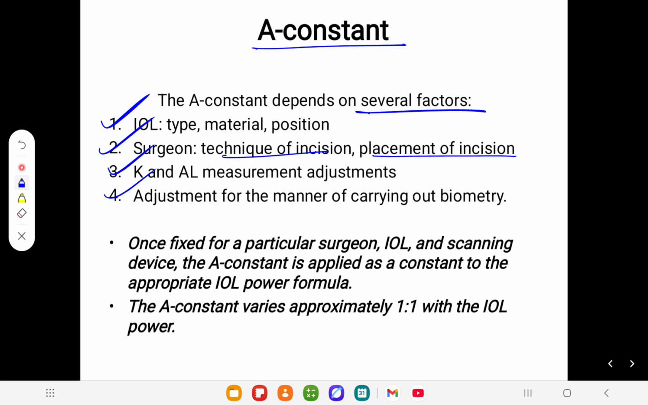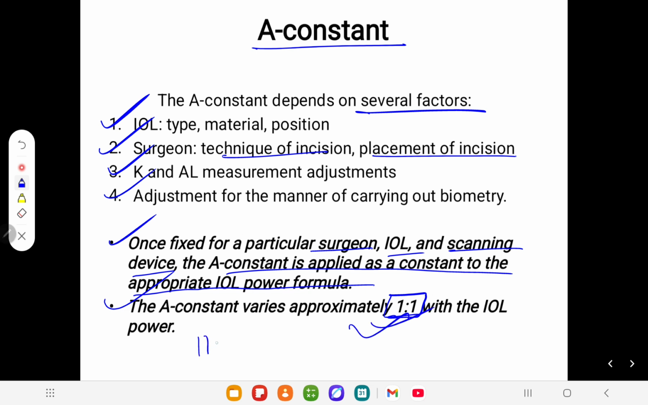That's why the A constant is sometimes questioned, is it constant? Yes, it's constant for a particular IOL and particular surgical technique. Once fixed for the particular surgeon, IOL and scanning device, the A constant is applied in the appropriate IOL formula. If one surgeon, IOL and scan device is fixed, then definitely the A constant is a constant. So the A constant variable is very useful. Whenever you change the A constant by 1, the IOL power changes by 1. It's very simple. This is the relation, 1 is to 1.